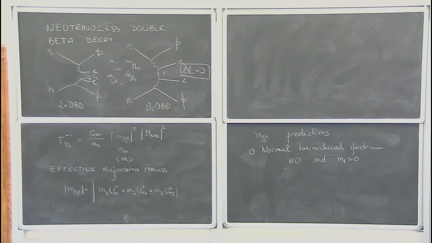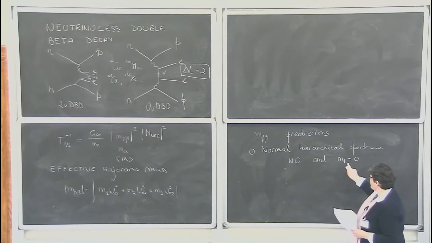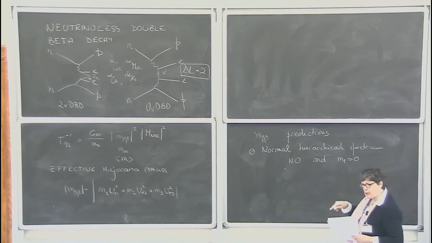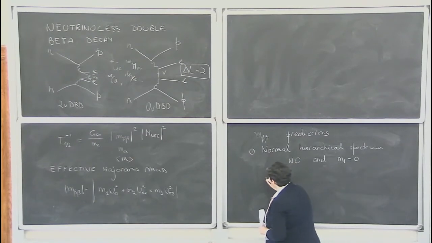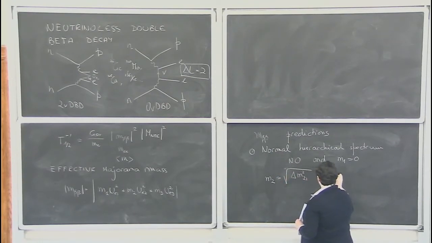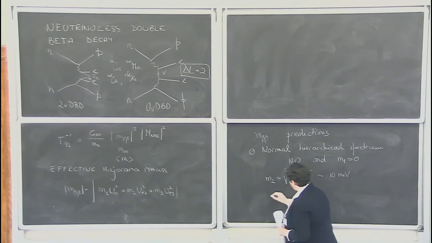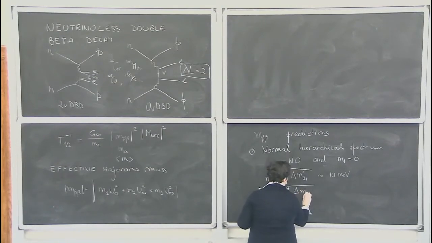So it's a limiting case. It's interesting theoretically because in many models in which you try to explain the masses and the flavor structure that you observe, you will end up in one of these limiting spectra that I'm mentioning. So in this case, first of all, as M1 is negligible, if you remember from yesterday's formula, in this case we have that M2 is the square root of delta m squared 2,1. So it is around 10 millielectron volts. And M3 is the square root of delta m squared 3,1, which is around 50 millielectron volts.